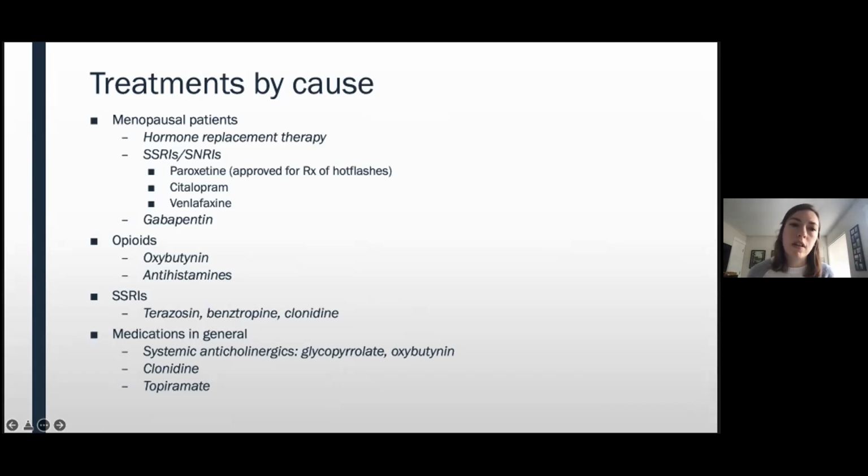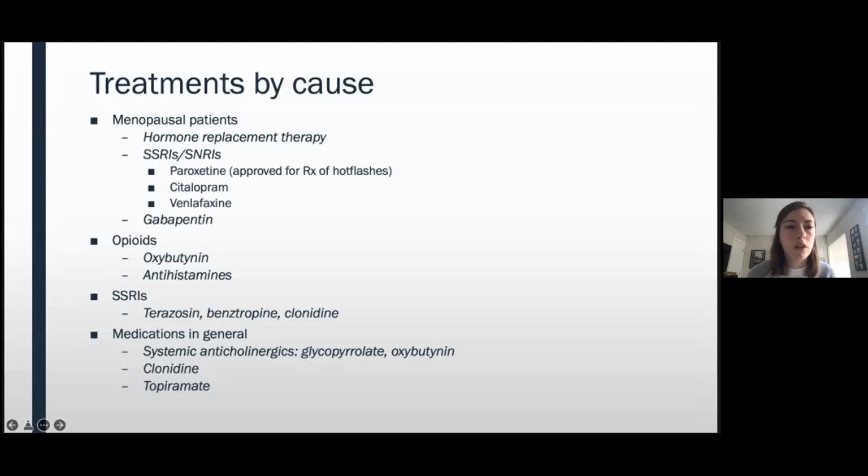So other medications that have been shown to be effective are citalopram and venlafaxine. And then gabapentin is also helpful for patients undergoing menopause who are having night sweats. You can even just use a single QHS dosing of gabapentin, and that can be really helpful in getting rid of the night sweats for patients.